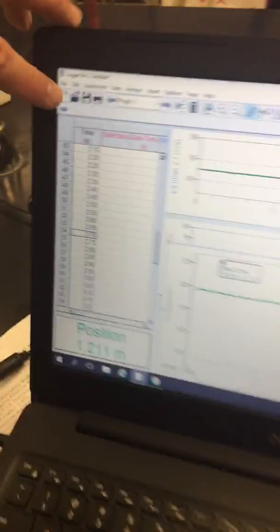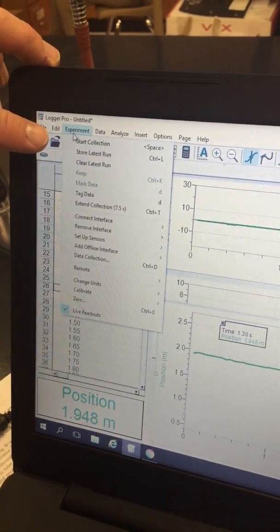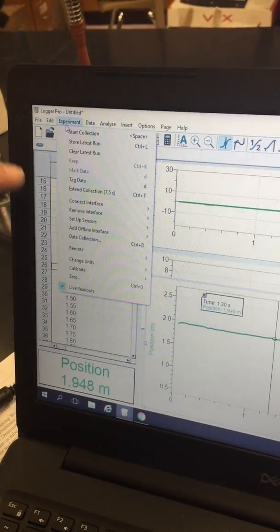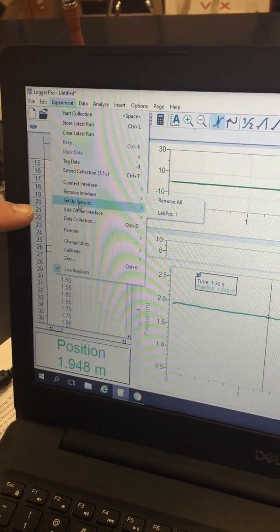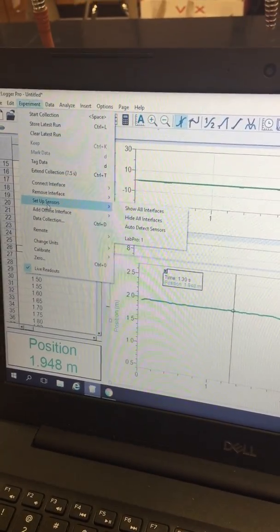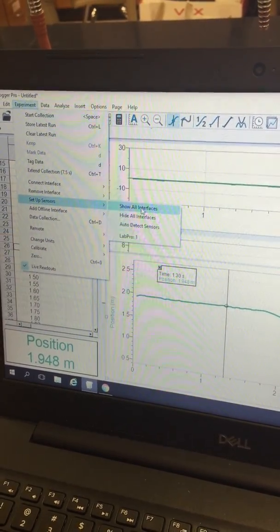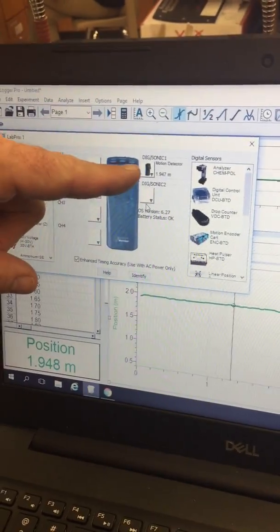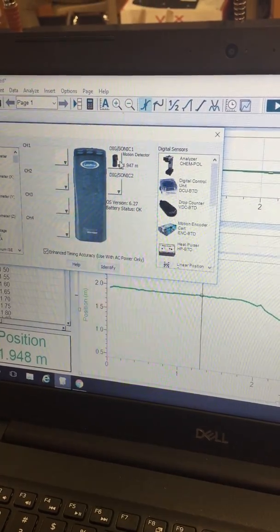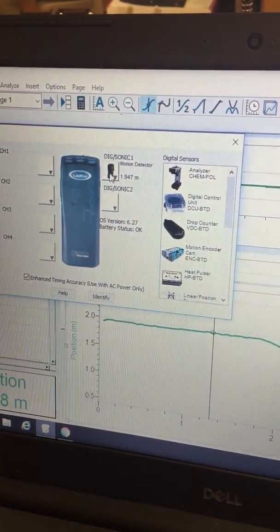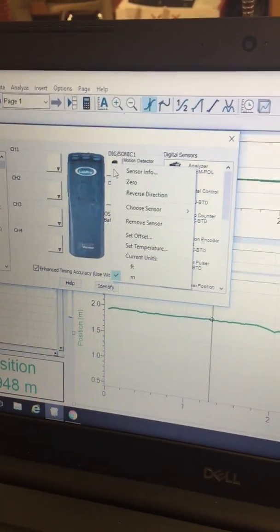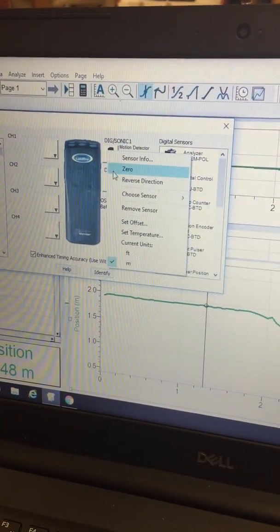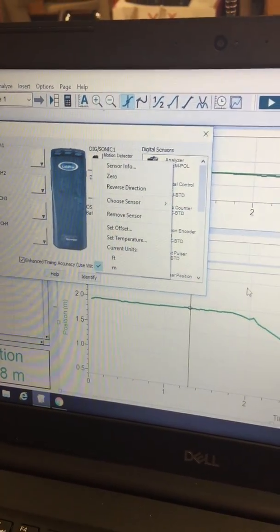So right here, we're going to go up to where it says experiment, just like you did before. When you come down here, you're going to go to set up sensors, just like you did before. You're going to go to show all interfaces, just like you did before. But instead of clicking on a photo gate, now you click on the picture of the motion detector or sonar detector and just click on that. And everything else should be set up and ready to go. Okay, so all that's good.